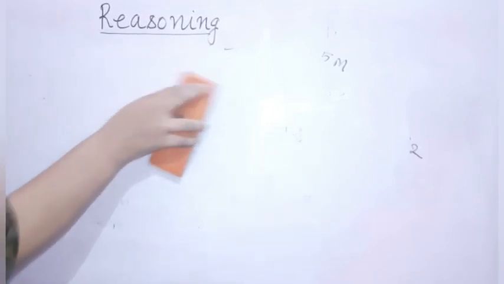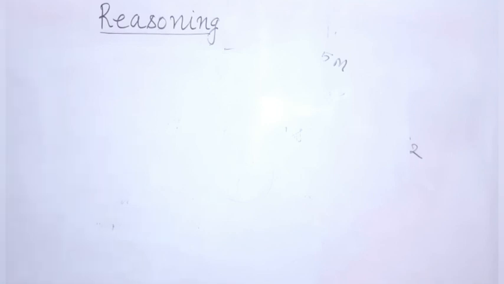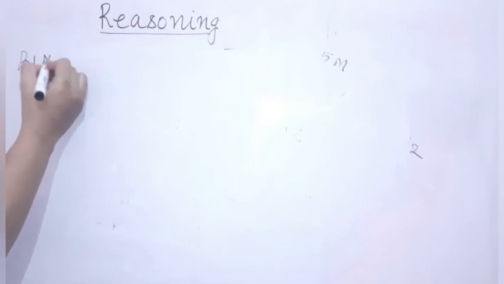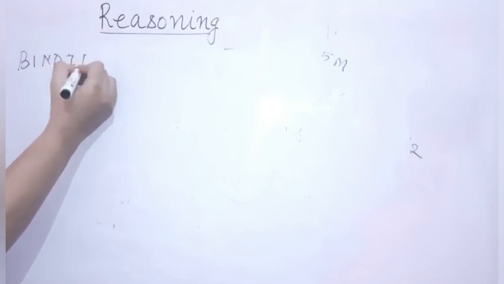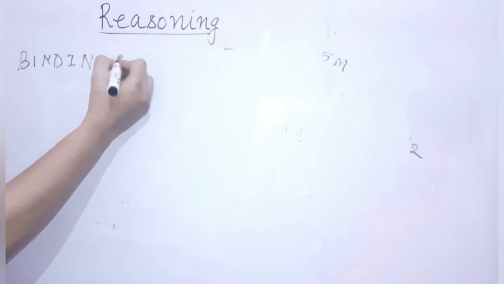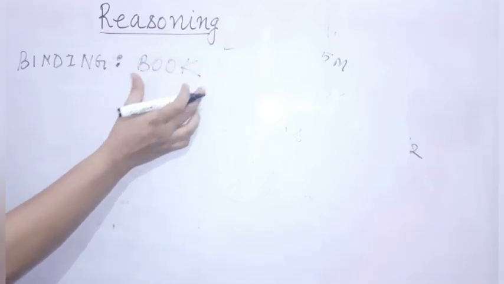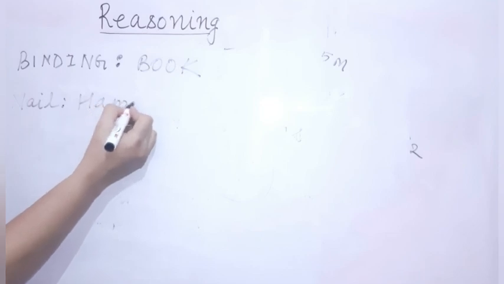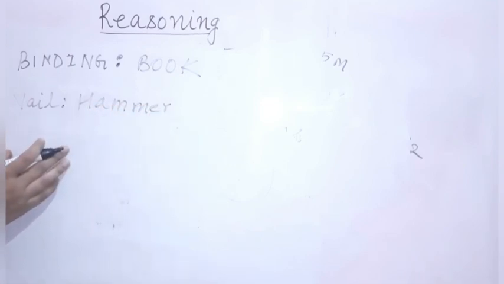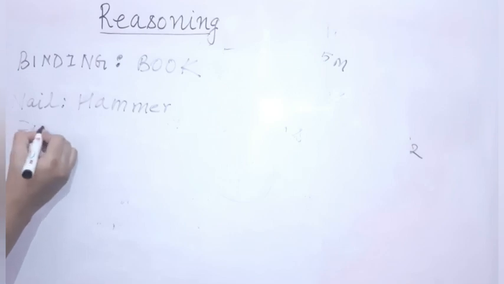Now let's move on to the next question of this reasoning exercise. Choose the pair that best represents a similar relationship to the one expressed in the following. So you have to choose a pair which is expressing the best relationship like this. So the question is binding. Now binding is done with which material? We do the binding of books. So binding, book. Now you have to find out which option is similar to this.